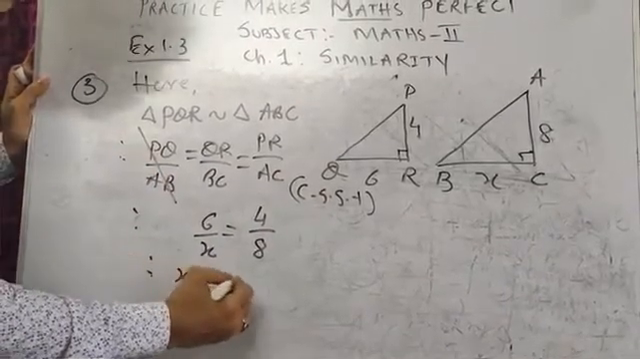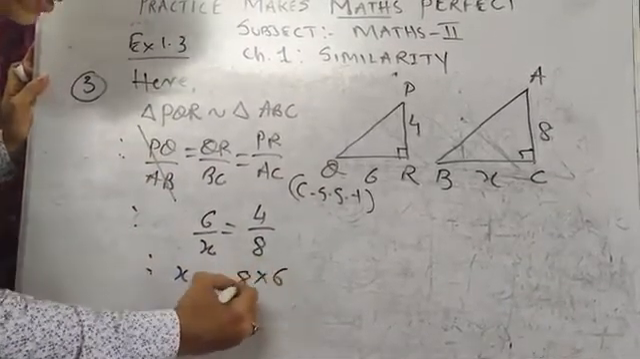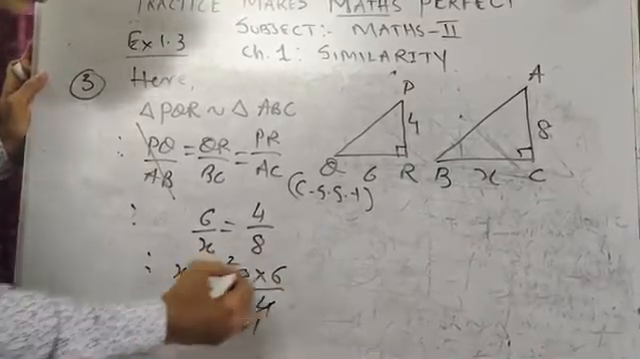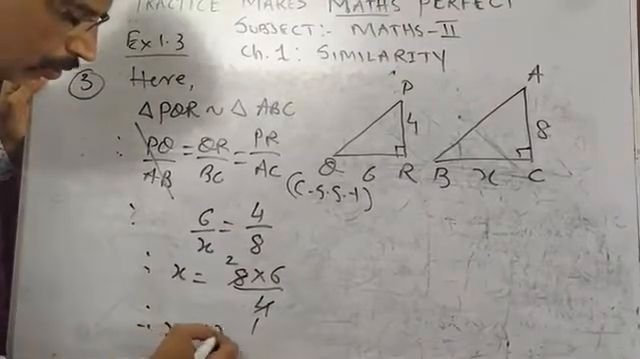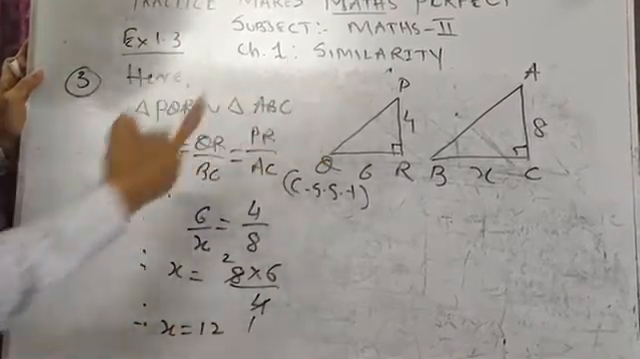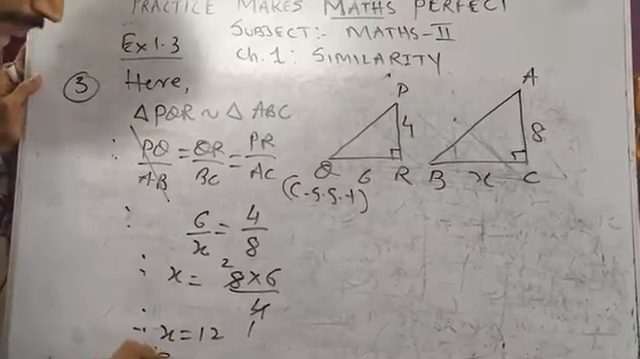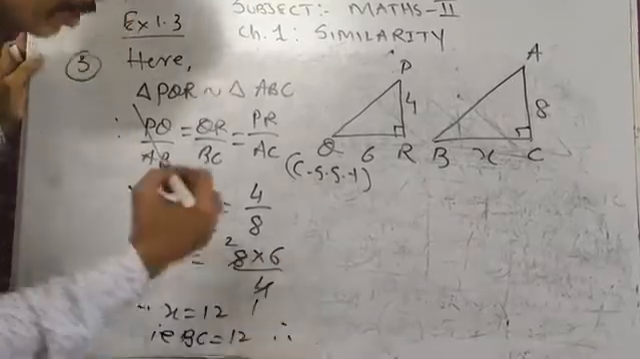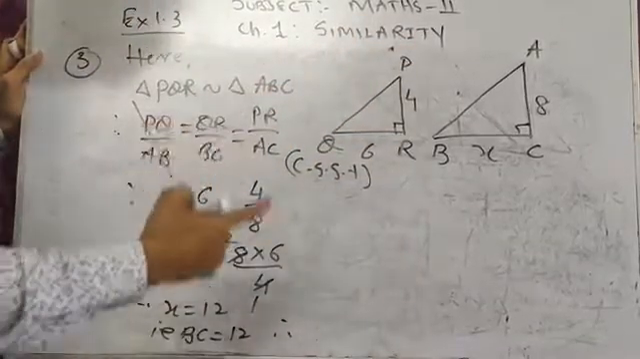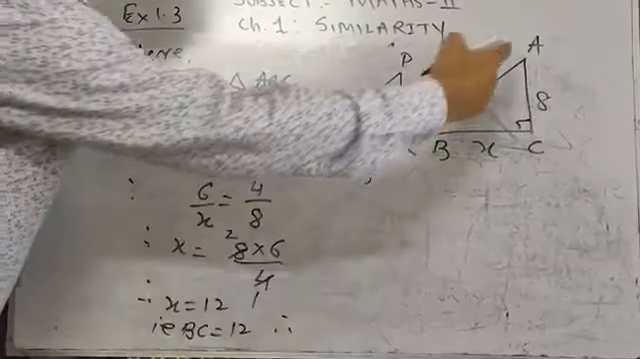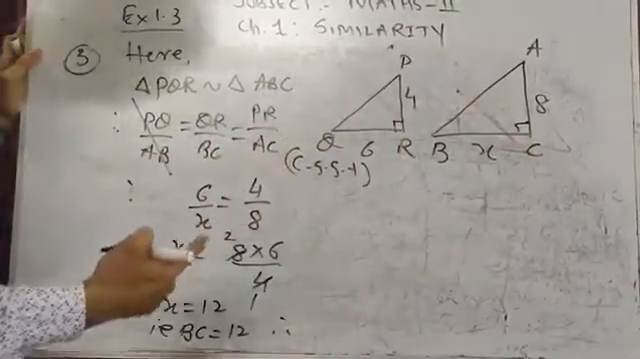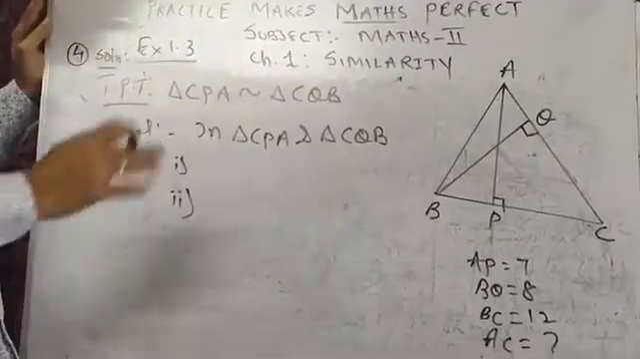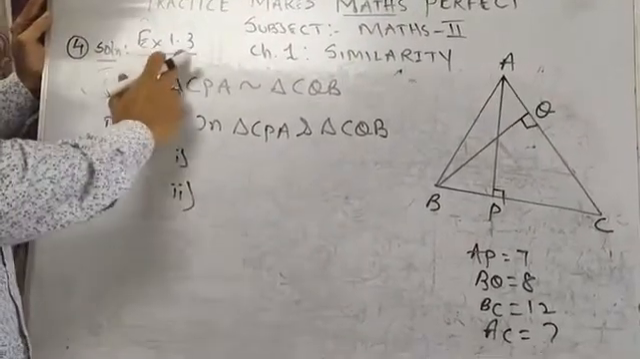X is equal to 8 into 6 upon 4. 4 ones are 4, 4 twos are 8, 6 twos are 12. Therefore X is equal to 12. Now X is equal to 12 means that BC is equal to 12, and therefore you have to write the statement. Therefore the length of the shadow cast by the pole AC is 12 meters. Okay, now come to sum number 4 of exercise 1.3.